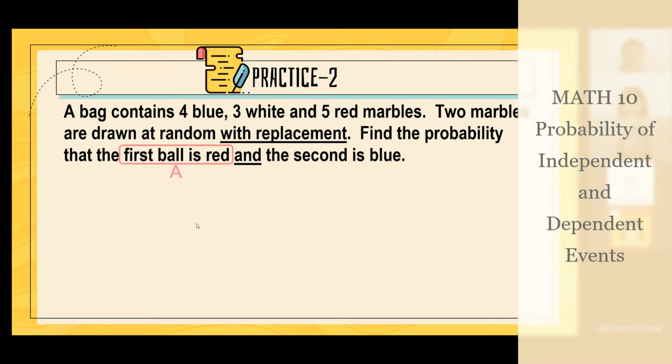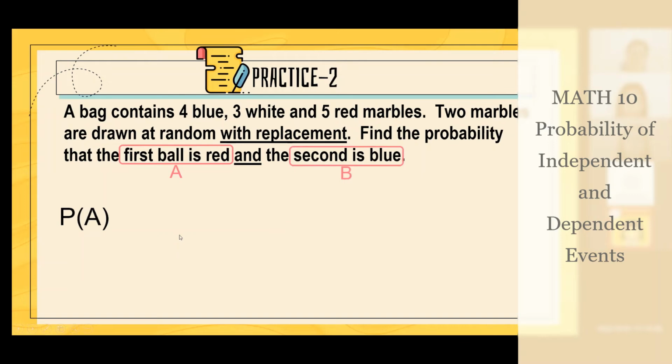So let's see. This is with replacement. With replacement, it means you have to return the first ball. After getting the first ball, you have to return it before getting the second ball. So is this dependent or independent if there is replacement? Yes, Nathaniel? Independent. Yes, very good. Independent because of the words with replacement. So let us assign the first ball red as A and the second ball blue as B.